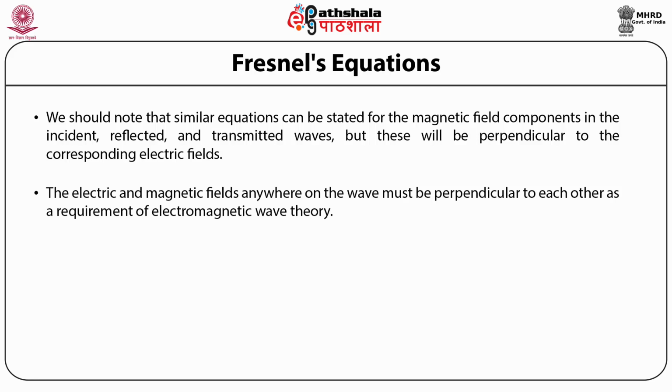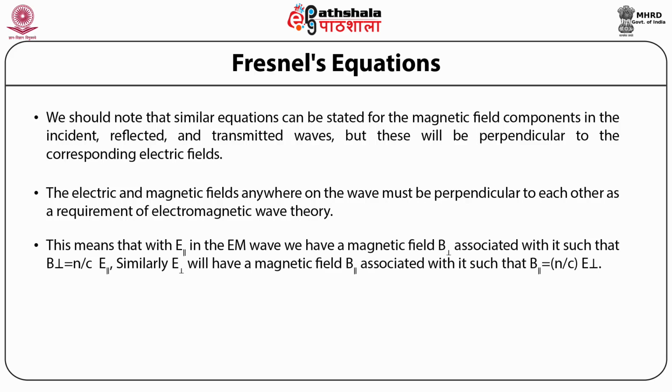The electric and magnetic fields anywhere on the wave must be perpendicular to each other as a requirement of electromagnetic wave theory. This means that with E parallel in the electromagnetic wave, we have a magnetic field perpendicular associated with it such that B perpendicular is n by c E parallel. Similarly, E perpendicular will have a magnetic field B parallel associated with it such that B parallel is equal to n by c into E perpendicular.